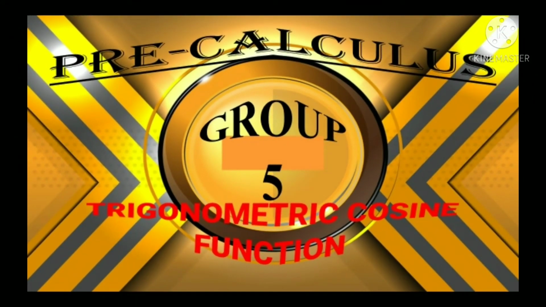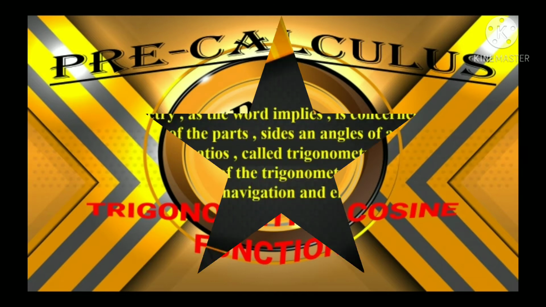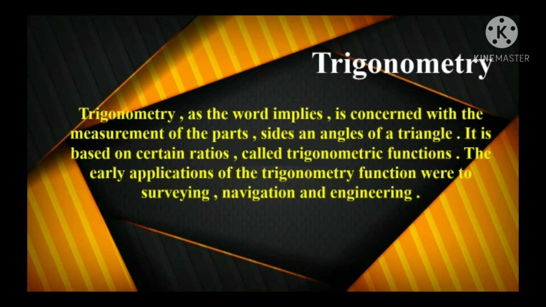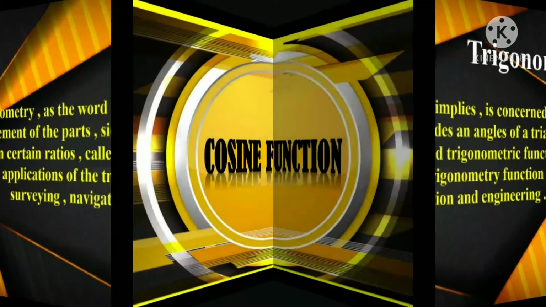We are Group 5, and our topic is the Trigonometric Cosine Function. Trigonometry, as the word implies, is concerned with the measurement of the sides and angles of a triangle. It is based on certain ratios called trigonometric functions. The early applications of trigonometric functions were to surveying, navigation, and engineering.